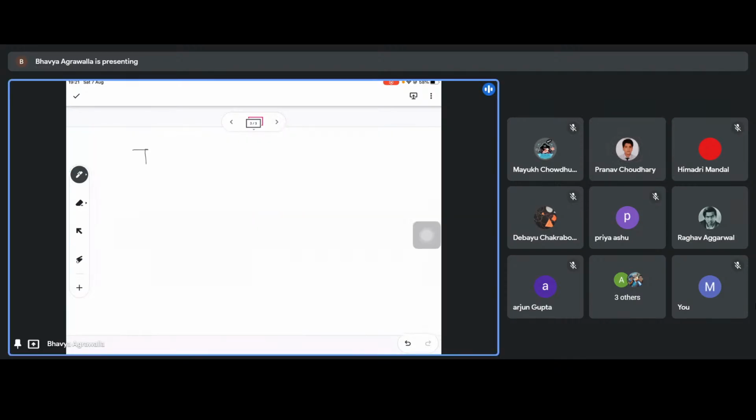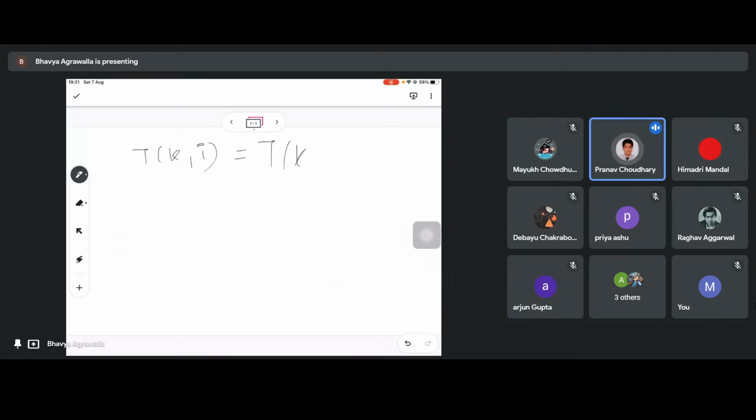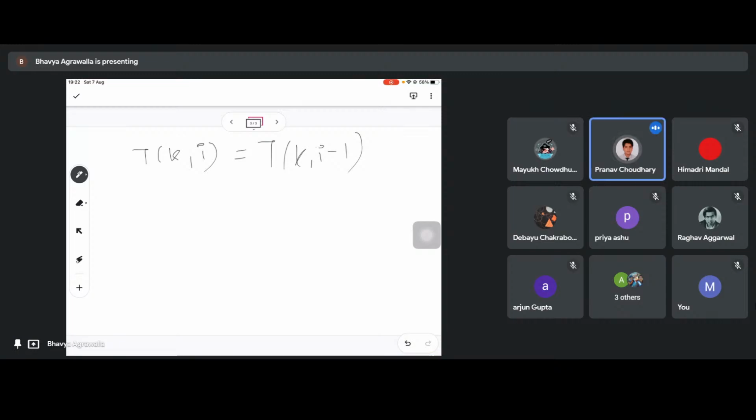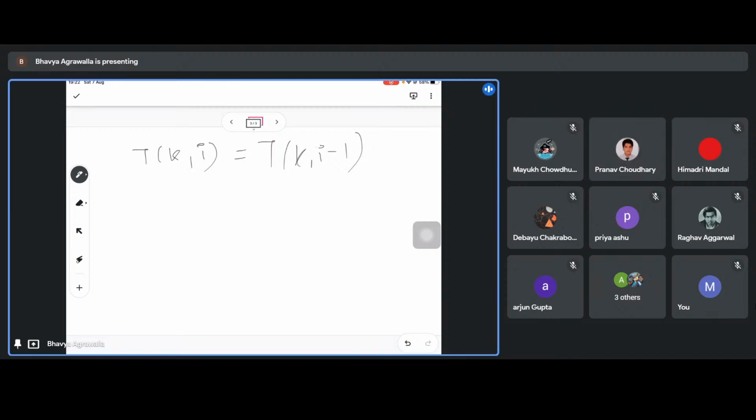T of k comma i is the number of permutations of k elements with i transpositions, right? Yes. Okay, so now we have taken permutations with i minus 1 transpositions, and in any permutation, if we just change the order of one pair, we get a permutation with i transpositions. It can either increase or decrease, and also the pair must be consecutive.